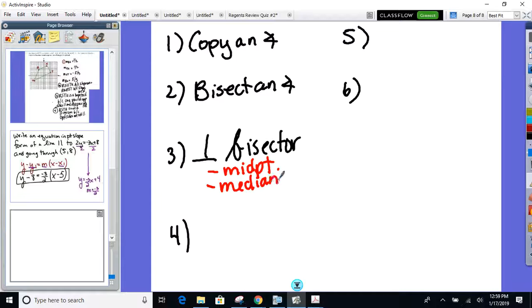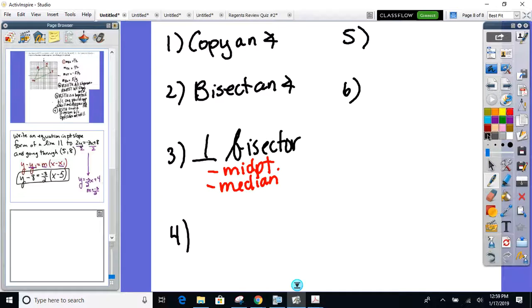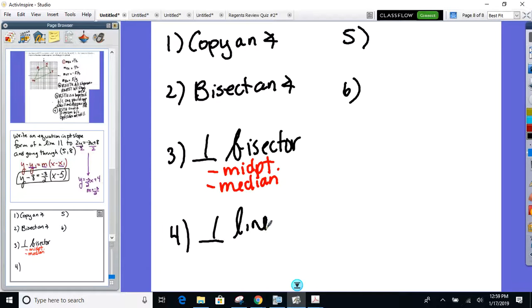How about altitude? Well, if I need to do an altitude, I need to construct what type of line? Perpendicular line. Here, let's get more specific. Perpendicular line through a point not on the line. That's the happy or the sad face.